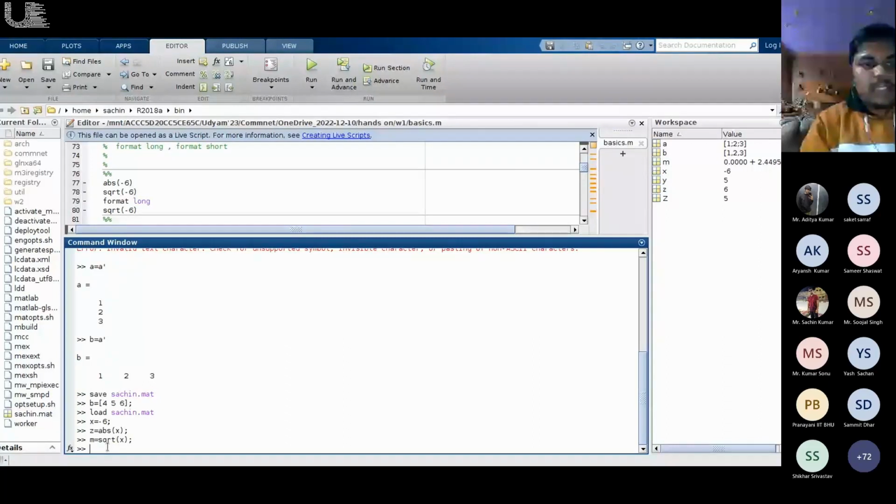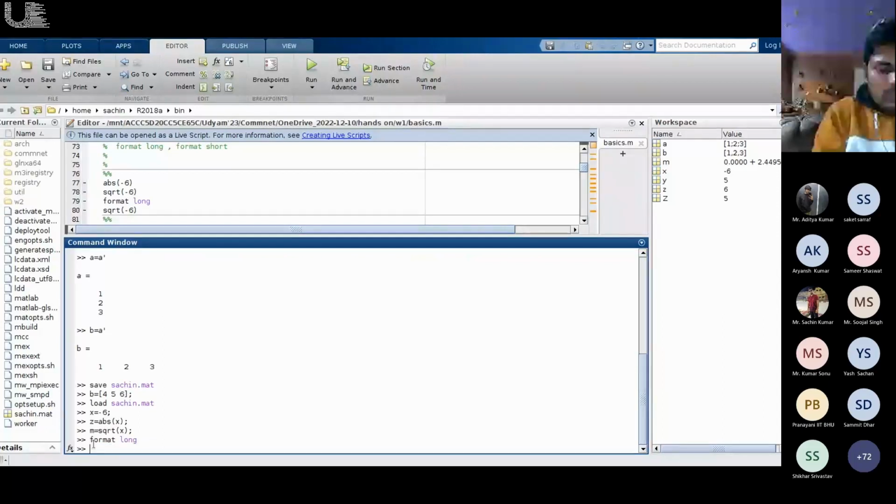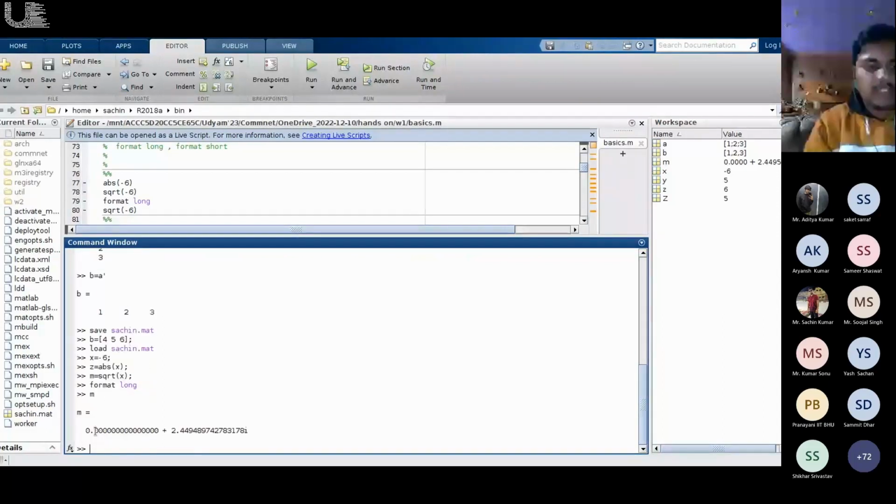There are two things, format long and format short. Format long will print many digits after the decimal, which means it has high precision. And whatever we are printing right now is format short. If I write format long and then write m, you can see the number of digits after the decimal has increased. Everyone can observe this.